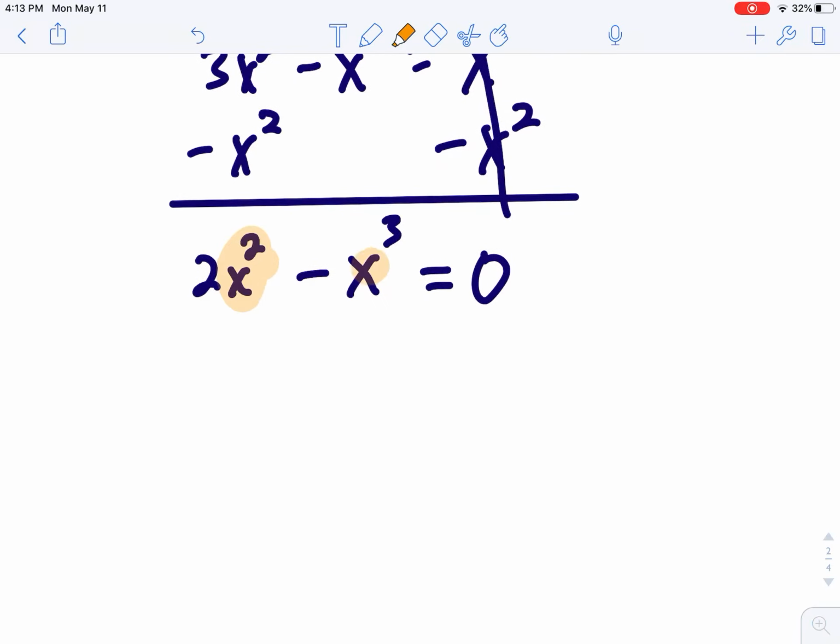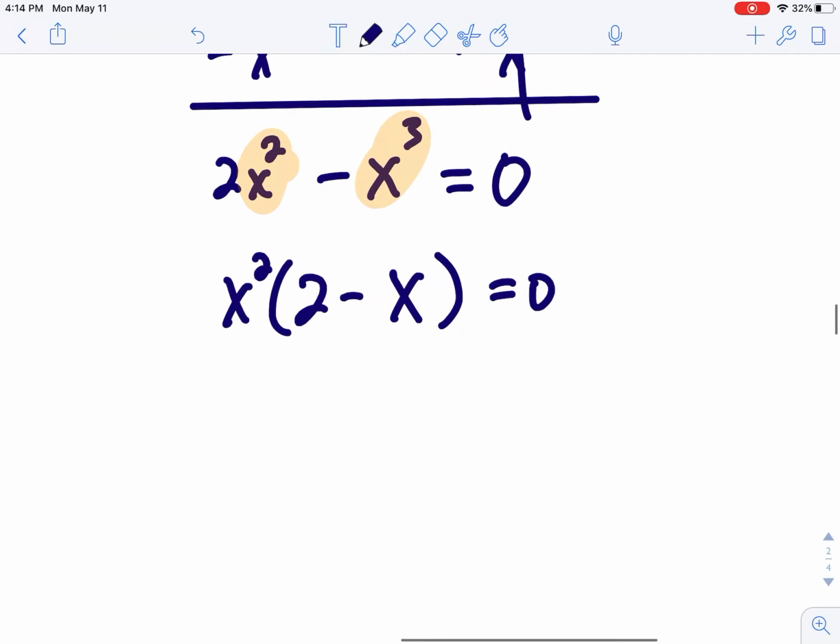Now I need to factor this. What can I factor out of both of those terms? Do you know? You can factor out an x squared. If you take the x squared out of 2x squared, it just leaves a 2. If you take the x squared out of x cubed, it's going to leave x to the first, or just a regular x.